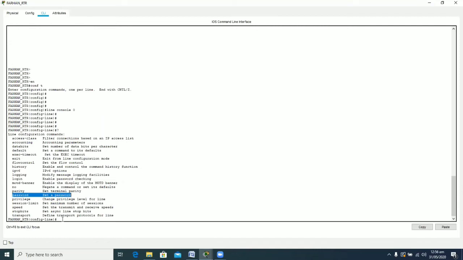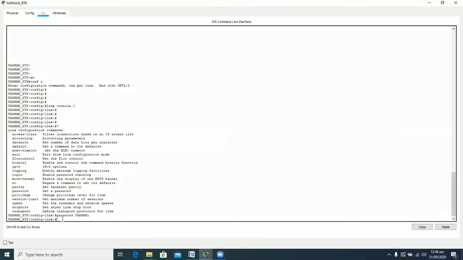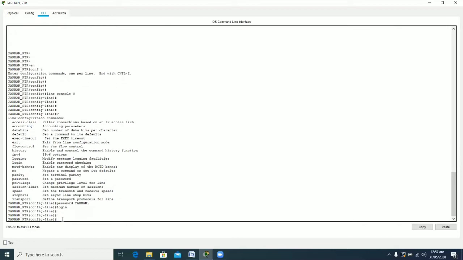So that sets a password. I am setting a password. Let's say the password is Farhan1. And after entering the password, one more thing you have to do is to apply the login feature also, because this login feature will now ask the user this password Farhan1 whenever the user enters into your networking device through this console connection. So this is now good to go.